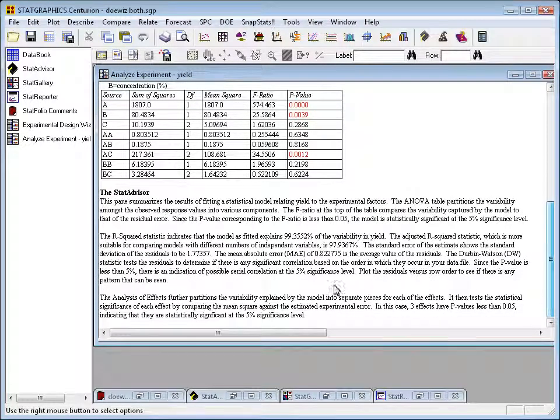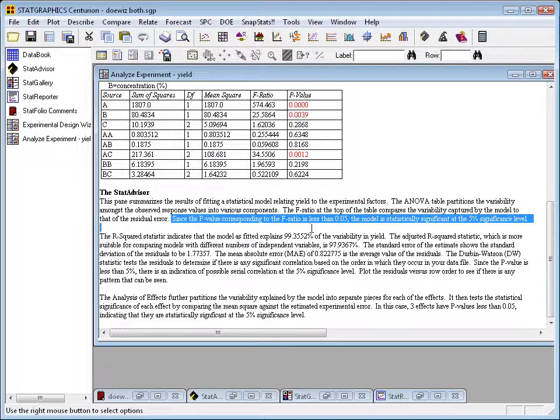In the case of things like R-squared, they're the important statistics that the StatAdvisor will talk about. Scrolling down a little bit farther, you can see the text that was built by the StatAdvisor. It will explain a little bit about what the tables are trying to show you, but it'll go one step farther. It'll actually tell you, in this case, since the p-value corresponding to the f-ratio was less than 0.05, the model is statistically significant at the 5% significance level.